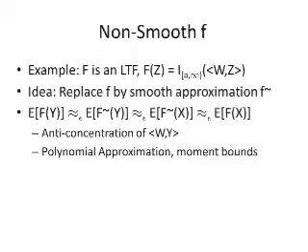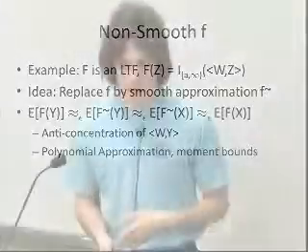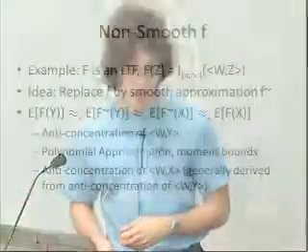For the second step, we've got f tilde of y and f tilde of x, but f tilde is smooth. We do what I said before. We approximate by a Taylor series and just show that the expectation of the Taylor error in either case is small. And note that k-wise independence determines the expectation of the actual Taylor polynomial. So we use polynomial approximation, we use moment bounds.